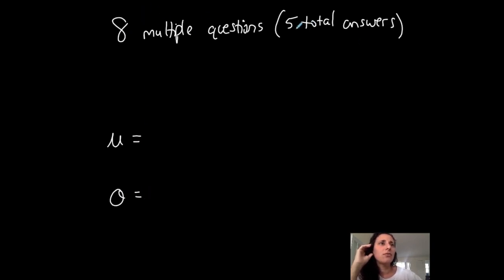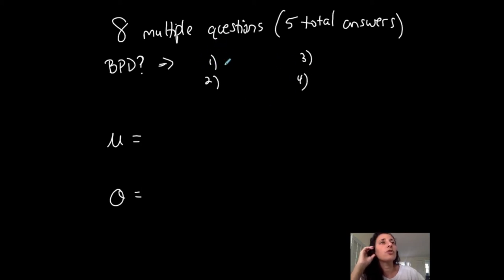I didn't write everything out, but first of all, is it binomial in form? I always want to think about whether it's binomial in form, because if it's not, then I can't use this stuff. I have to use other stuff. So does it follow those 4 requirements? Do I have a fixed number of trials? I have only 8 multiple choice questions that I'm randomly guessing on. So yes, my fixed number of trials, n, is 8.